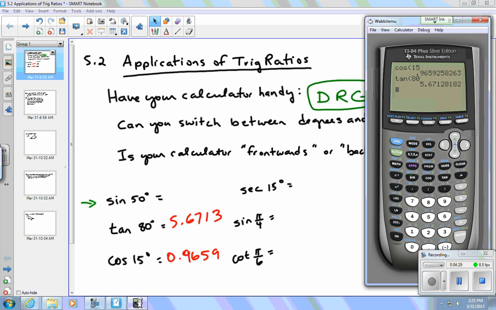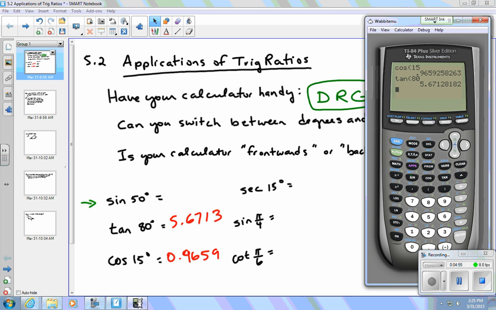And let's try the secant of 15 degrees. Notice how there's not a secant button, and the sine to the -1, cosine to the -1, etc., do not give us the reciprocal ratios, okay? They give us the inverse of the sine, so they give us an angle when we know what the sine, cosine, or tangent is. They do not give us the reciprocal functions.